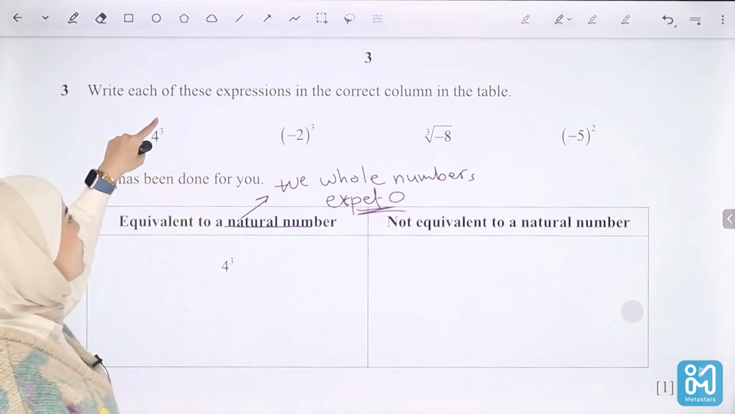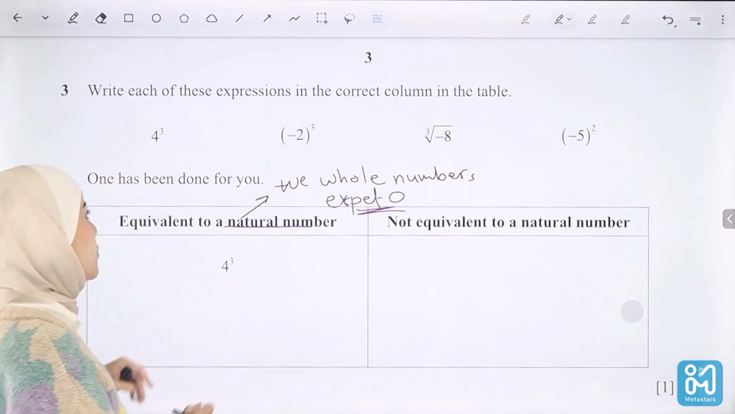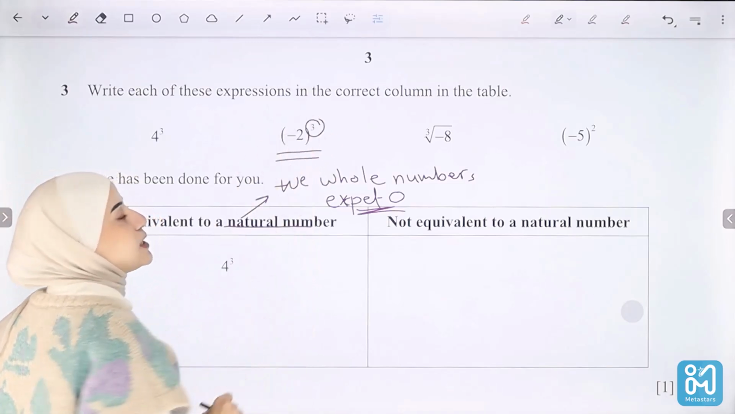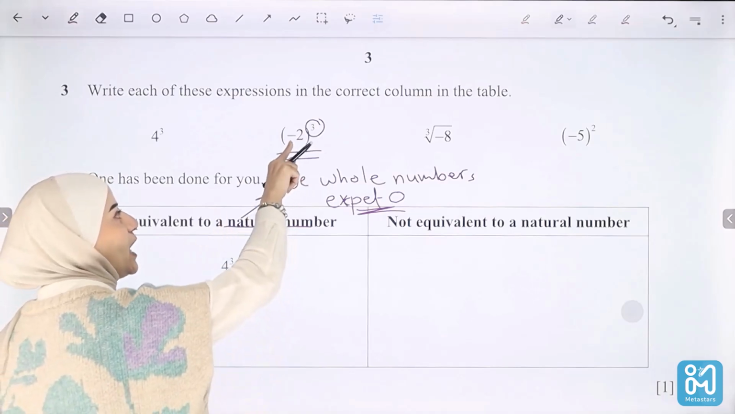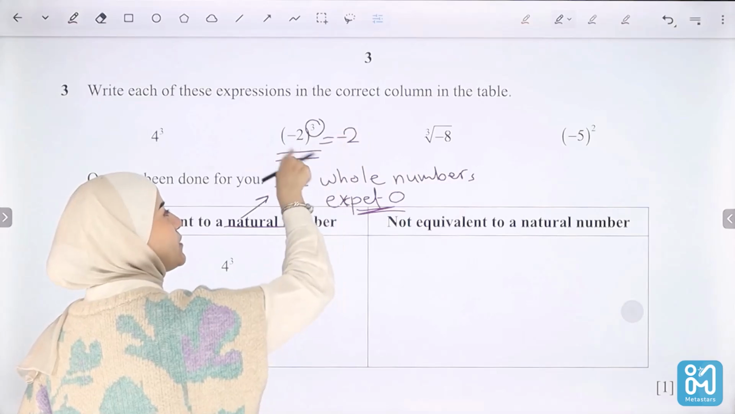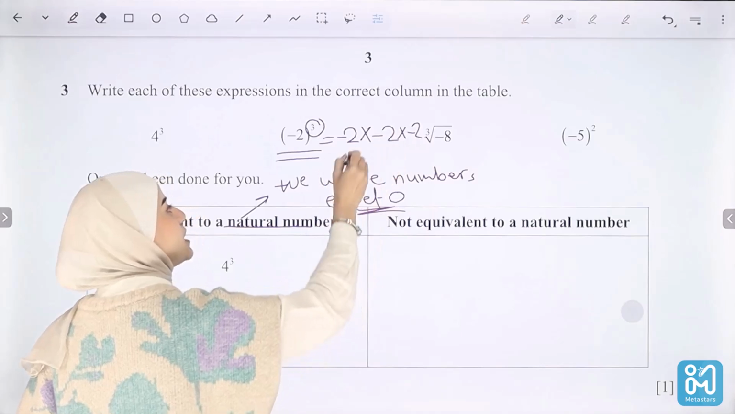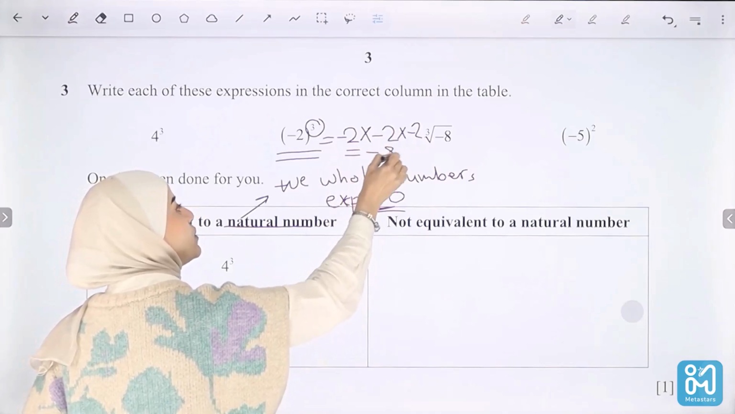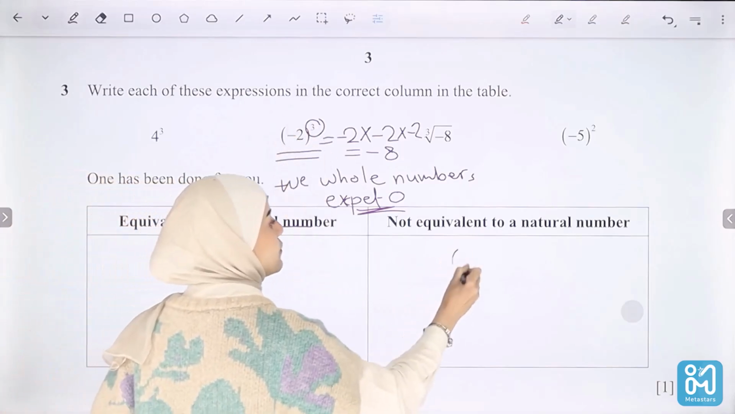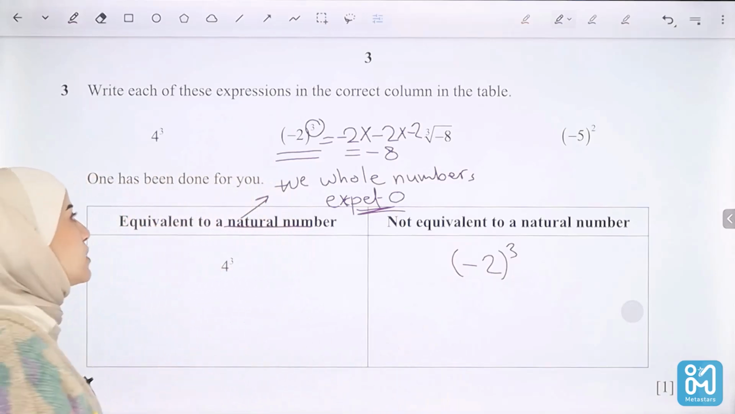So the first one, 4 to the 3rd power, is a natural number because the outcome is a positive whole number. Now, take a look at the second one, negative 2 to the 3rd power. The power is odd. Remember this. And we have a negative 2. The negative 2 will be repeated 3 times. So negative 2 times negative 2 times negative 2 equals negative 8. Negative 8 is not positive, so definitely negative 2 to the 3rd power will be written in this column. It's not equivalent to a natural number.